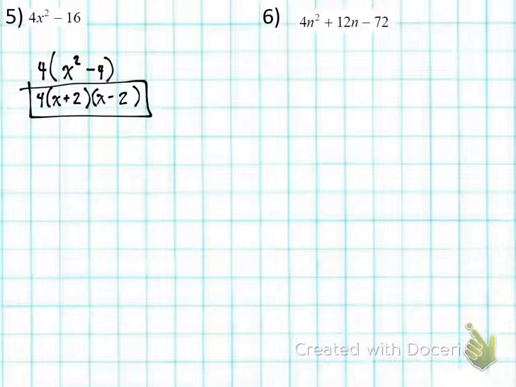Okay. Last one, number 6. What do you notice about number 6? There's 3 terms. Okay, 3. But can I factor anything out? Yeah, you could factor out at least a 2, and I think you could factor out a 4. Okay, so here we go. Take out a 4. 4n squared divided by 4 is? N squared, right?